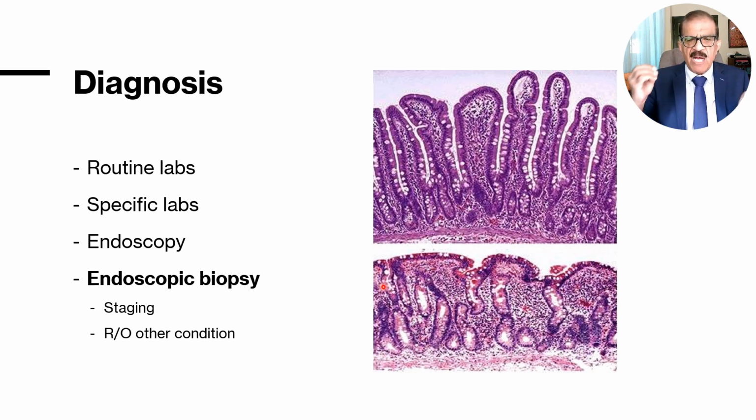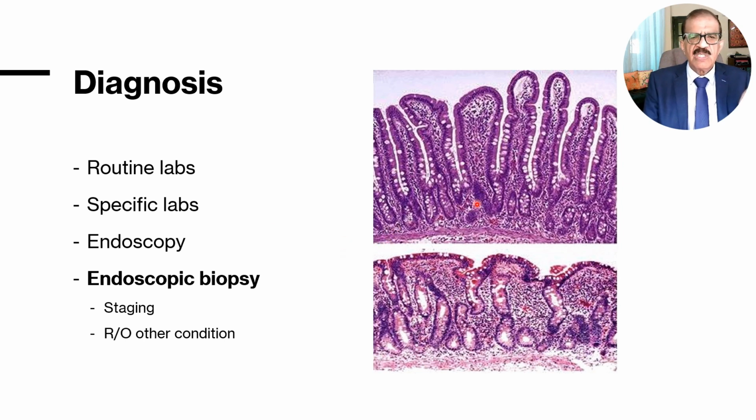Actually, we pass the scope to the maximum distance, which is usually the second, third part of the duodenum, and then we further pass the forceps, which takes biopsy. So this is a kind of blind biopsies from the small intestine. Some would come from the duodenum, other might come from the jejunum. Traditionally, it used to be jejunal biopsy, but I think duodenal or jejunal biopsy both can give us the answer.